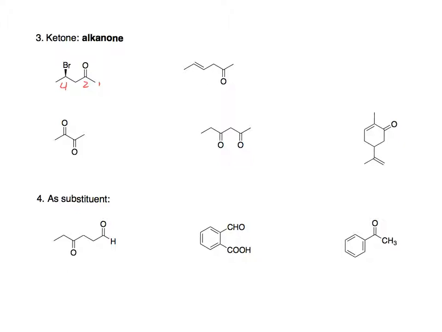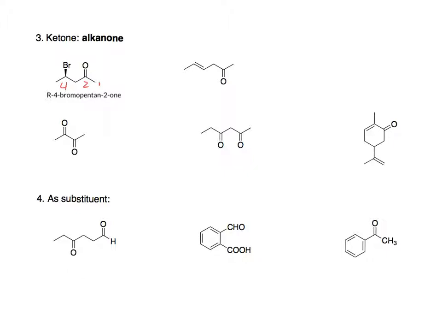So the name of this compound would be R. I could put R in the parentheses, but to save time, I'll just skip that. 4-bromopentan-2-one.